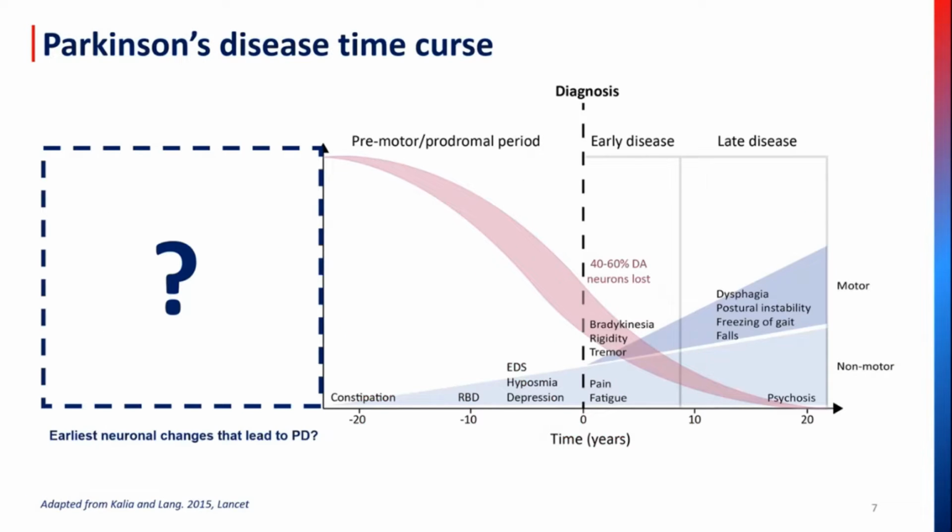And as I mentioned earlier, most patients at the time of diagnosis already present motor symptoms. And this happens already when 40 to 60% of the neurons in the region I showed you earlier are already lost. And the disease can start up to 20 years earlier, as you can see in this graph, with non-motor symptoms that are sometimes difficult to uncover. So what we are interested in is actually going even further back and asking the question of what are the earliest changes we can find that can lead to Parkinson's disease.